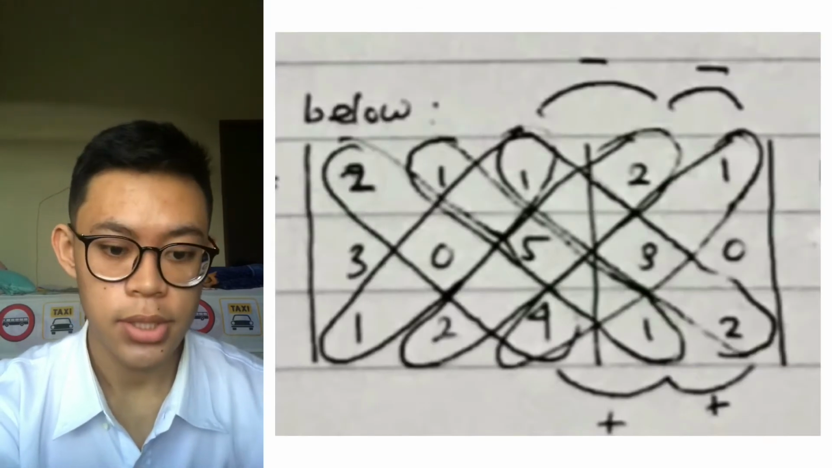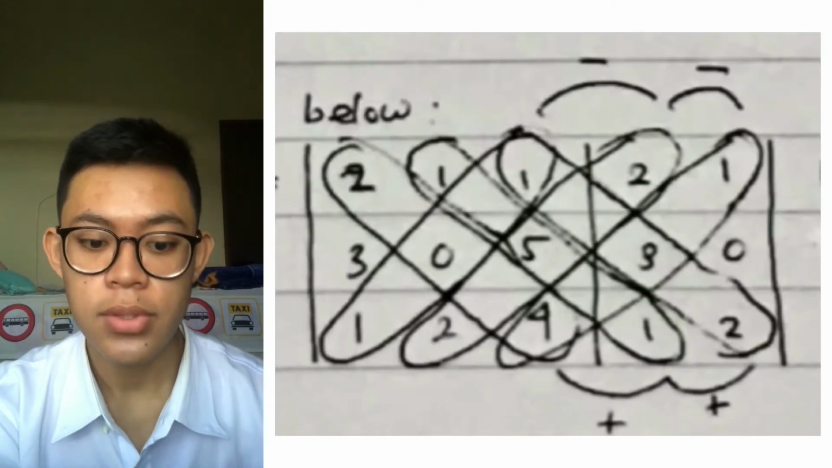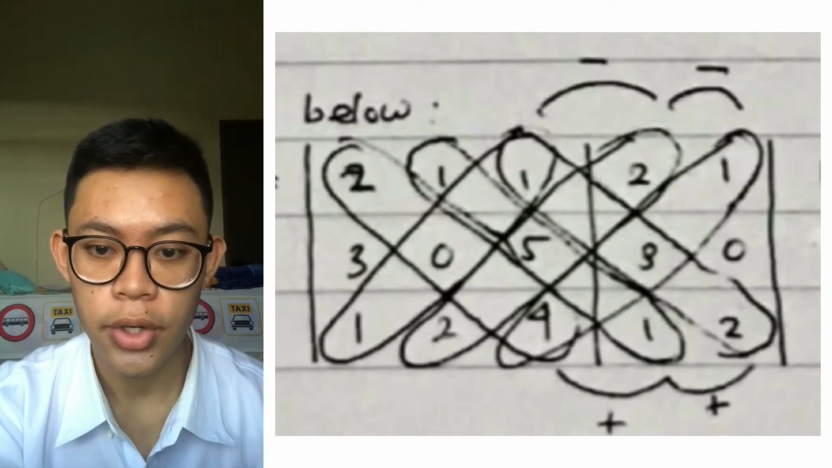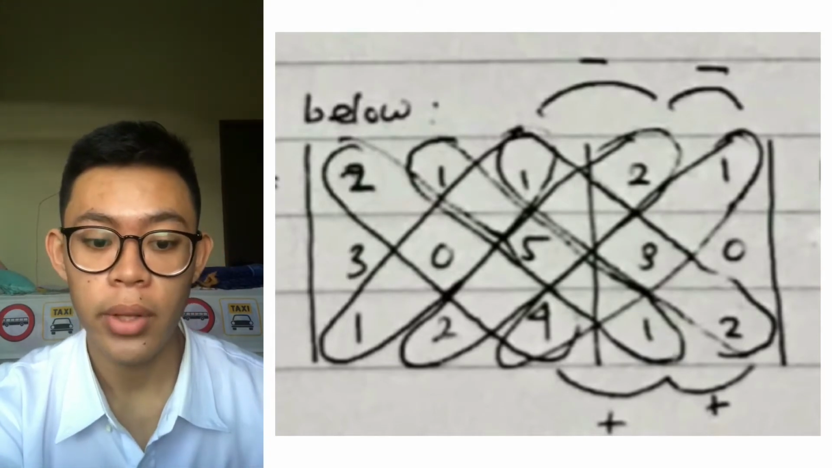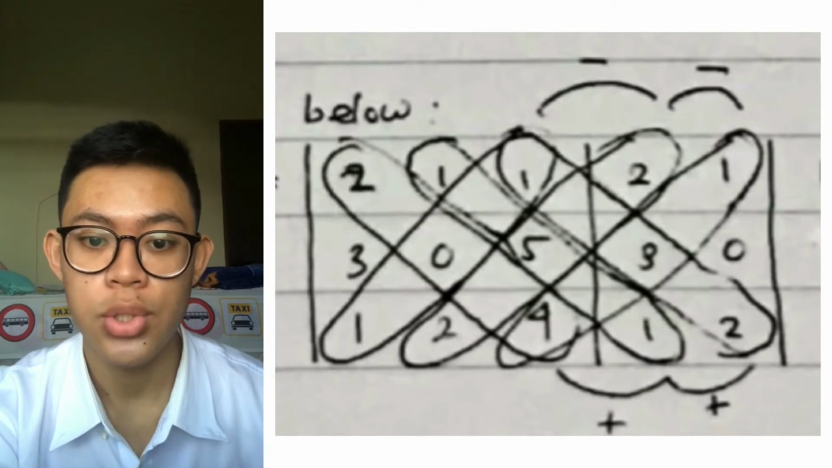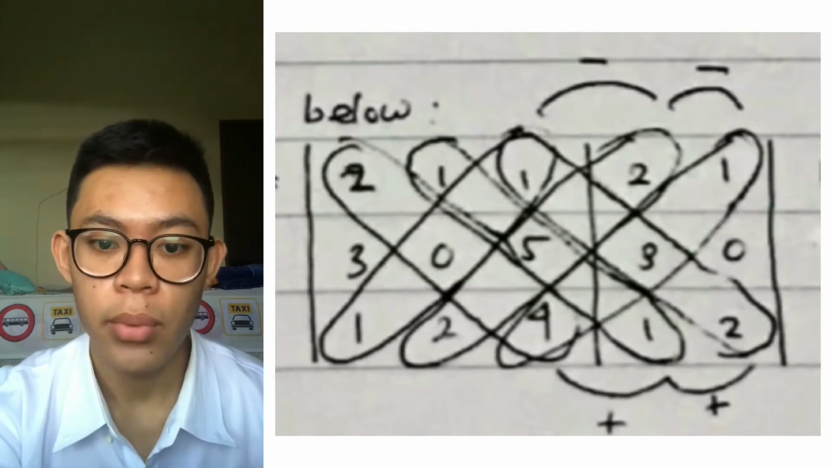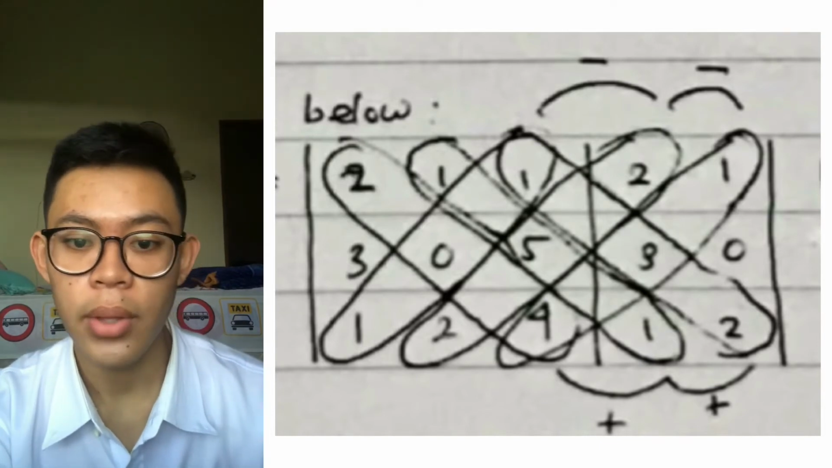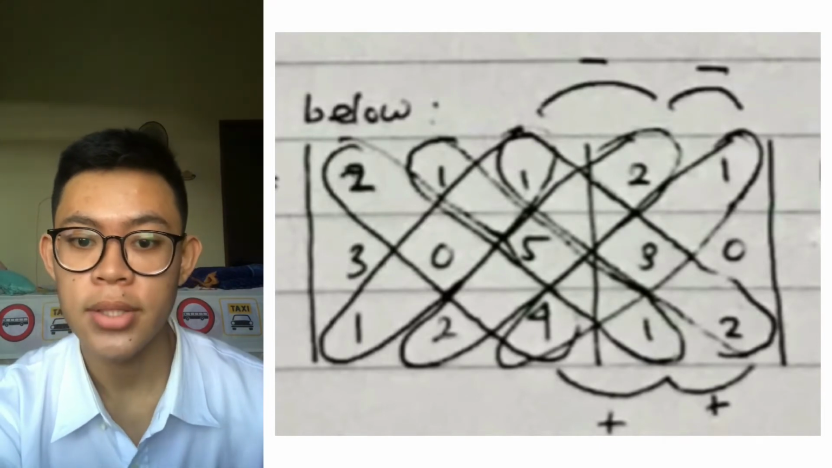The first step is to copy the first 2 columns to the right side of those 9 numbers, so we have 2 new columns. The first row will be 2, 1, 1, 2, 1, the second row will be 3, 0, 5, 3, 0, and the third row will be 1, 2, 4, 1, 2.